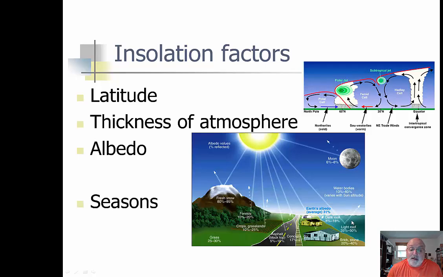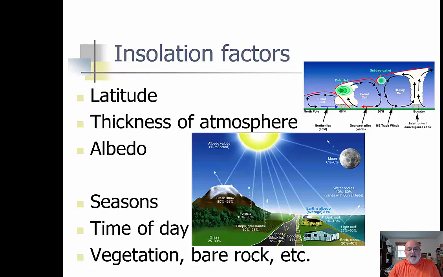And then the seasons: when we tilt toward the sun, we receive more sunlight. Of course, we bounce back more. We still have a 31% albedo. If you're covered by snow, you're bouncing back more than if you've got dry dirt or dark soil. But all that stuff is there. And then the time of day: daytime is much warmer than nighttime, usually. And vegetation, bare rock. Vegetation allows more of the light to be collected, where bare rock may send up more.